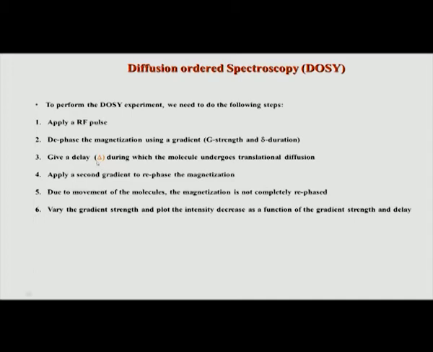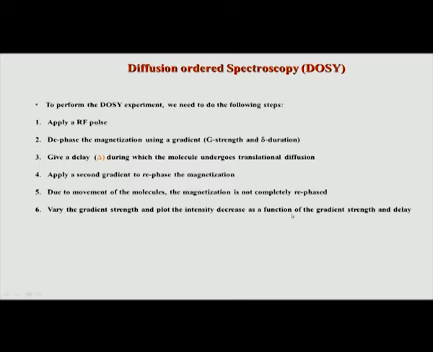But then if I switch on the gradient, if the gradient is small, then the diffusion effect is less. As I keep increasing the gradient, the diffusion effects on the signal intensity will keep increasing. So, the experiment involves changing the gradient strength. You record a series of experiments, not just one. DOSY consists of a number of 1D spectra. In each 1D spectrum you keep changing the gradient strength, look at the intensity, and plot the intensity, which should decrease as a function of the gradient strength.